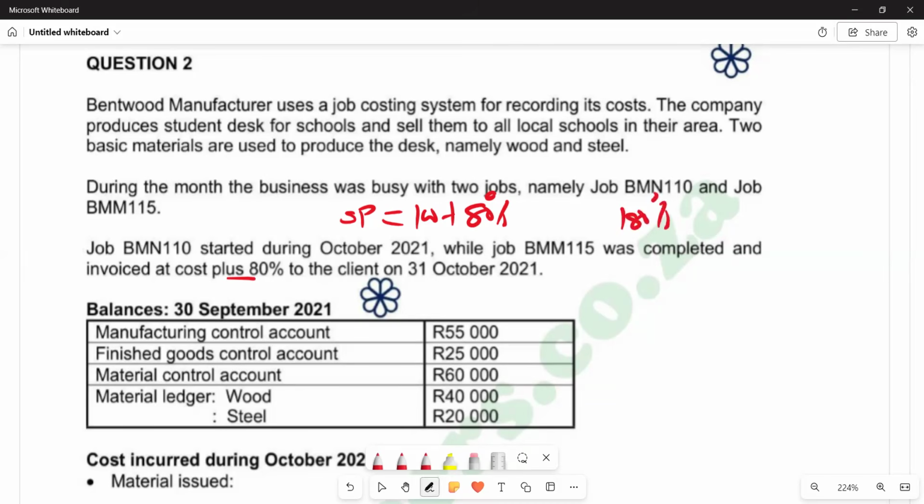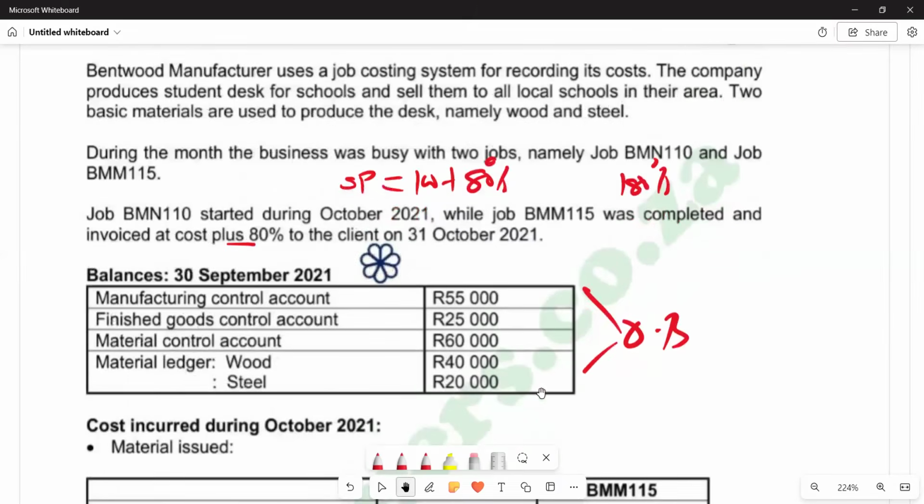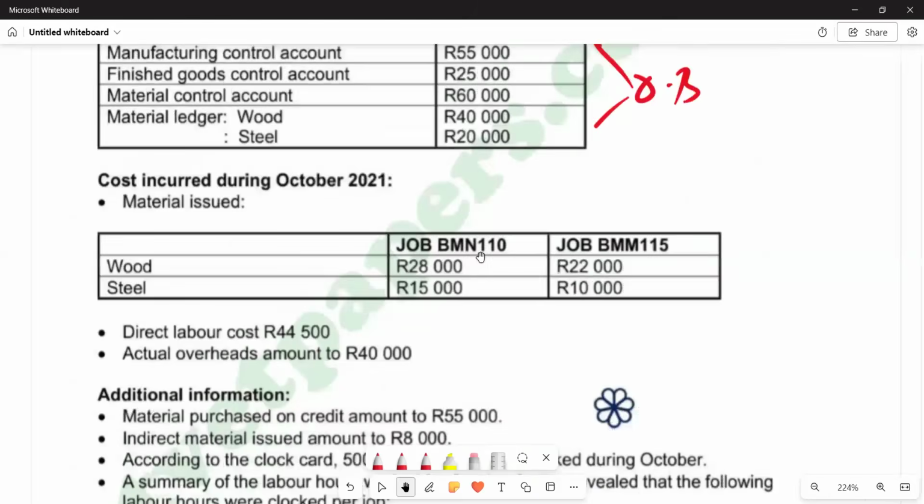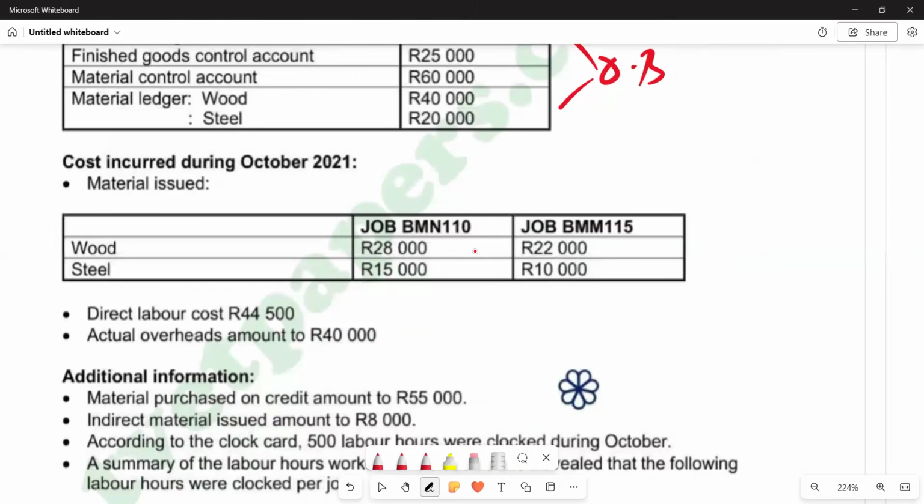Very important. Then balances on 30 September 2021. So this is at the beginning of the period, which means all these balances that we are given are going to be our opening balances. Then we go down to costs incurred during October 2021. We are given material issued, and then we have a table of wood, steel, job BMN 110 and job BMM 115. These are the figures that we are given there. Then beneath that, direct labor cost 44,500 rands, and the actual overhead amounts to 40,000 rands.